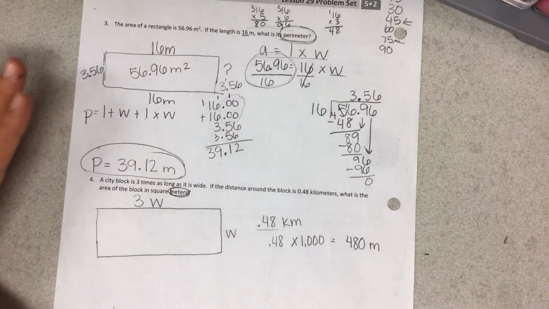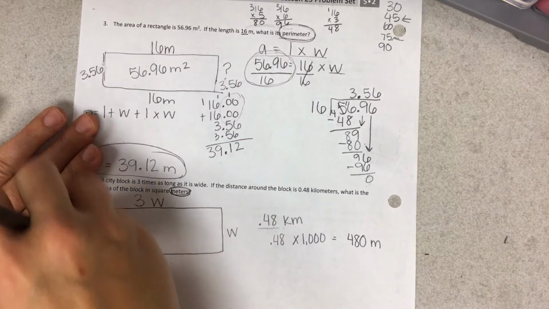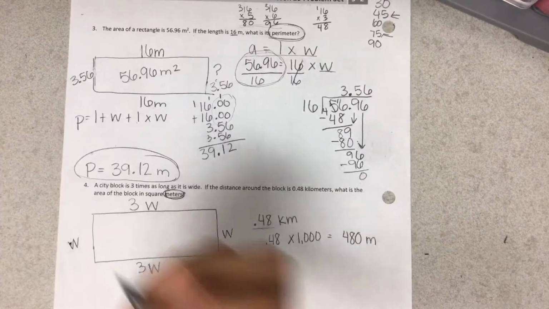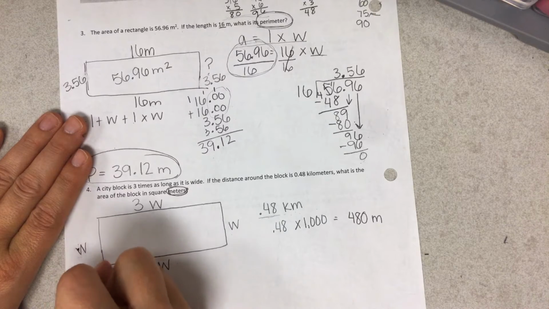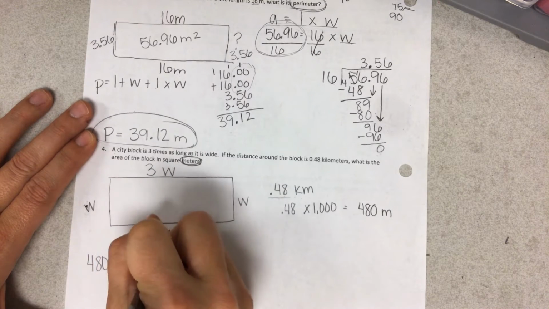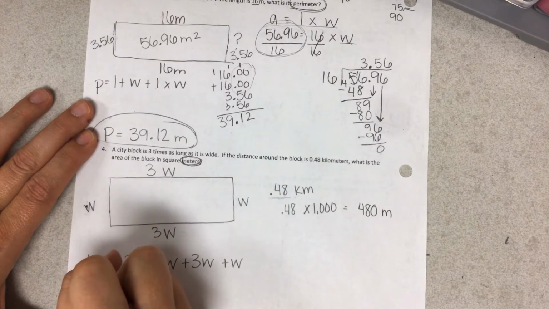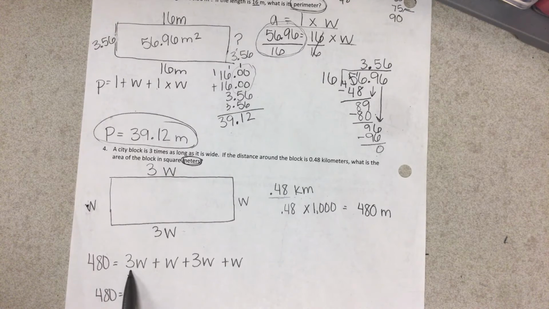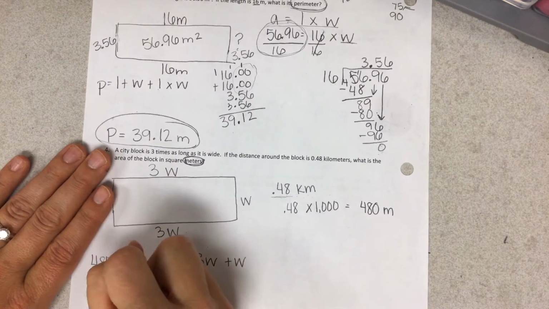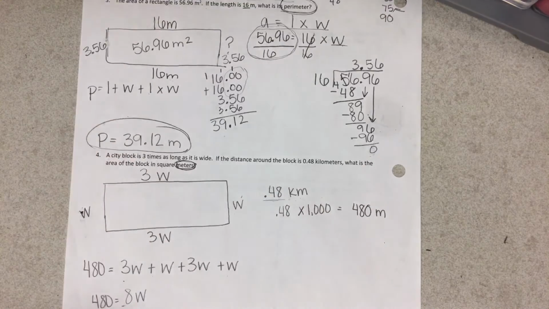Okay, so then what I can do is I can say this is going to be 3W, this is going to be 1W. Okay, so because that is the perimeter, what I can do is I can do 480 equals, and basically I want to add up each of these W's. So I'm going to have 3W plus W plus 3W plus W. So right now, guys, I've got 3W plus 1W plus 3W plus 1W. So 3 plus 1 is 4, plus 3 is 7, plus 1 is 8. So I'm going to have 8W. And remember, guys, to get W by itself, I'm going to divide this by 8.